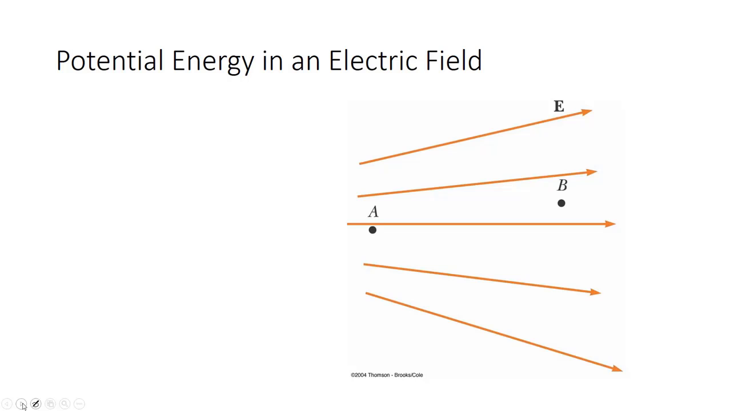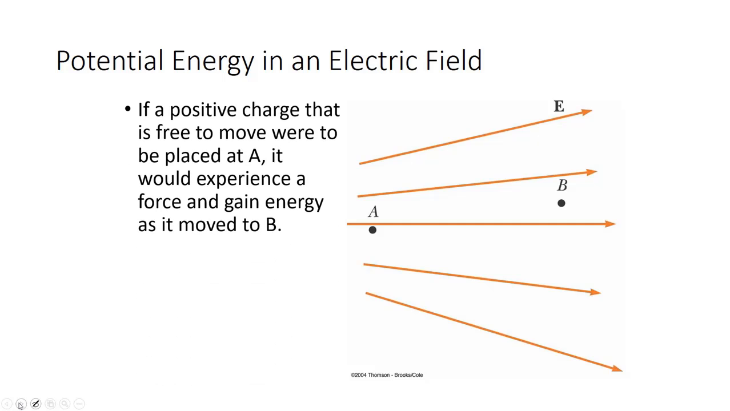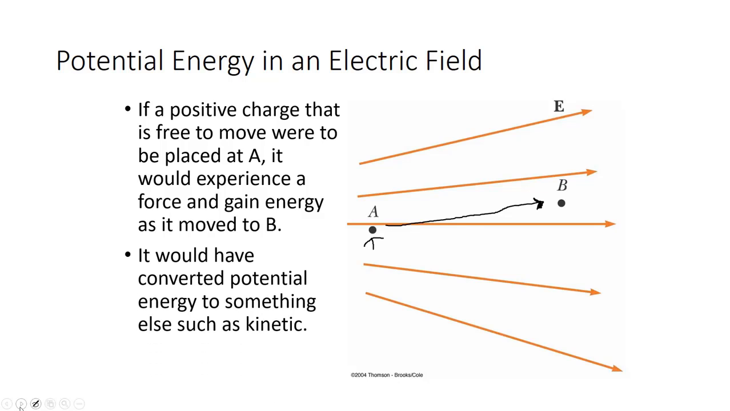So calculating changes in the field. We have some arbitrary field E here, and we're going to find the change in energy. If we had a positive charge that we're free to move and we placed it at A in this diagram, it would experience a force and it would gain kinetic energy as it moved from A towards B. That would happen in the absence of an external force. And it would gain energy as it did so.